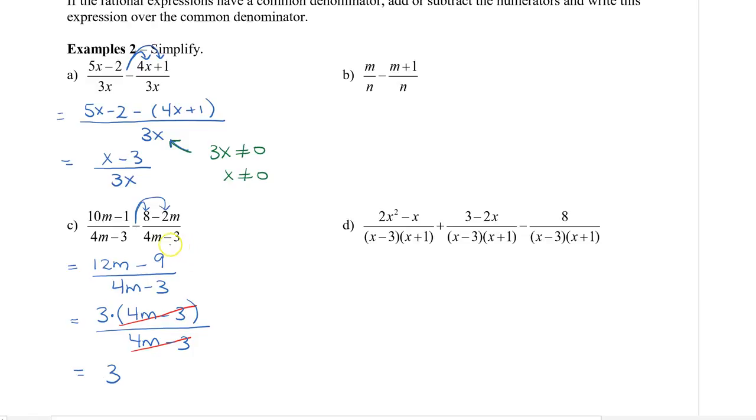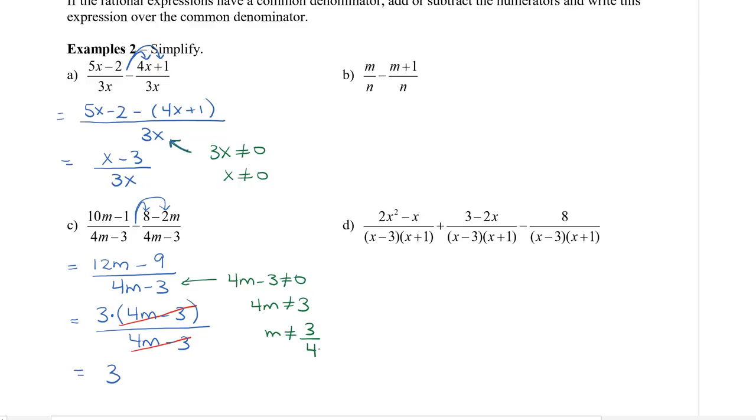Checking for non-permissible values, we go back to the beginning, and we have 4m minus 3, and that cannot equal 0. So 4m cannot equal 3, so therefore m cannot equal 3 over 4.